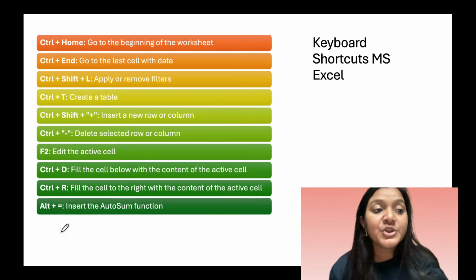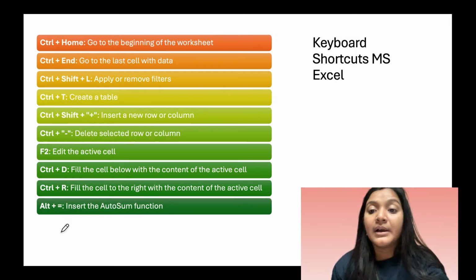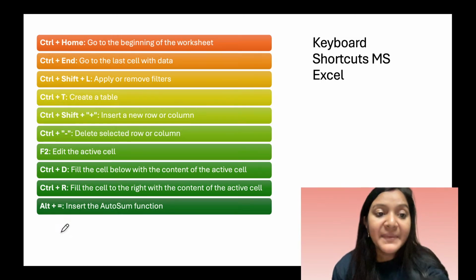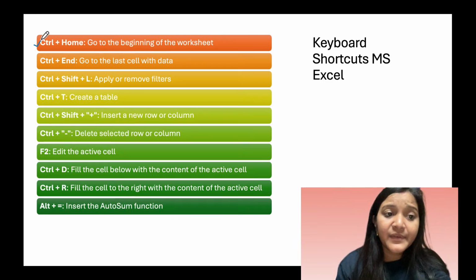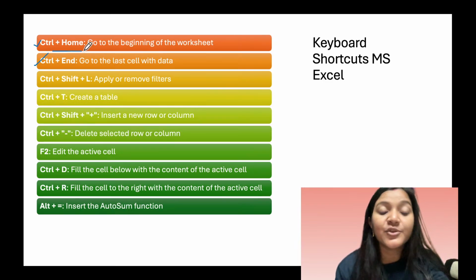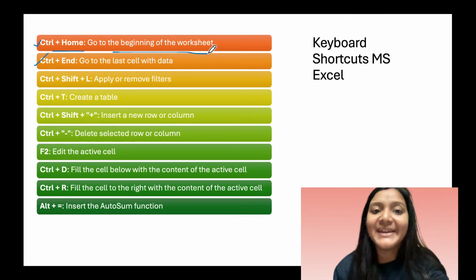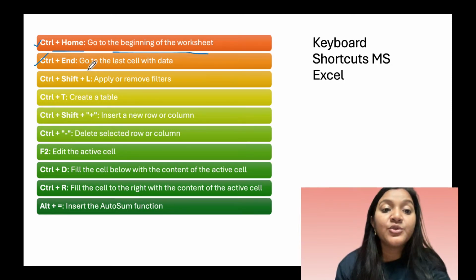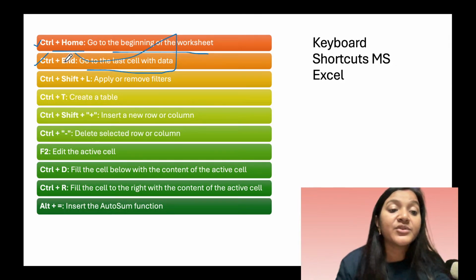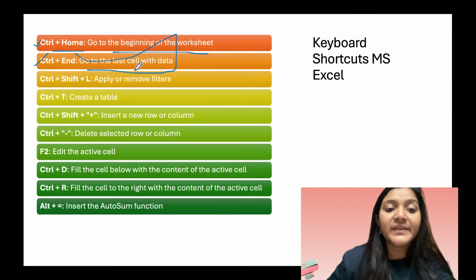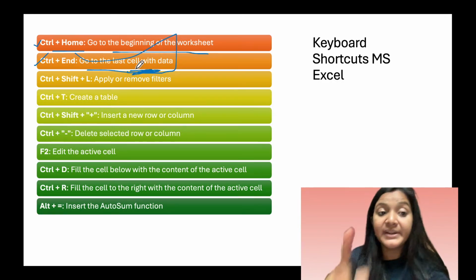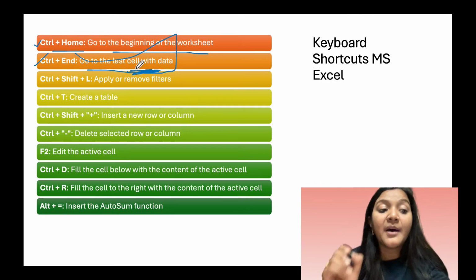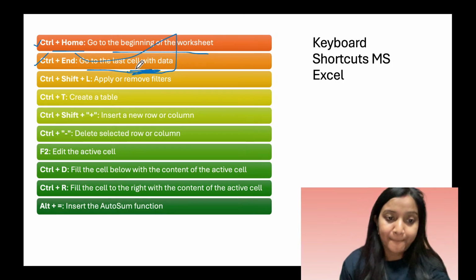Okay, now some shortcuts from MS Excel. Just like Microsoft Word, even here we have Control plus Home to go to the beginning of the worksheet, and to the last cell with data, it is Control plus End. So please remember, this is not the last cell of the worksheet, but the last cell where there is data. Okay.